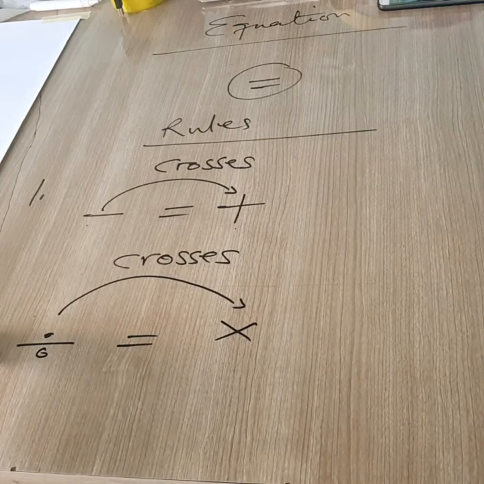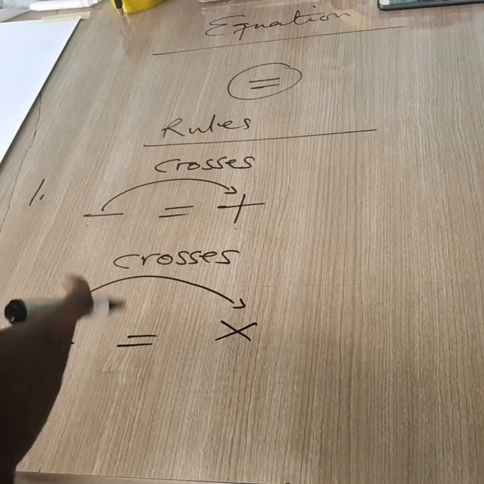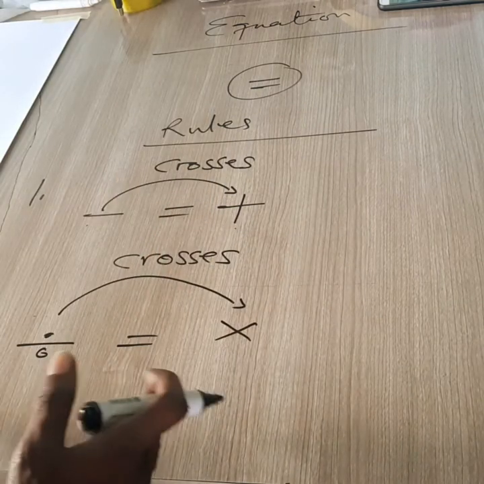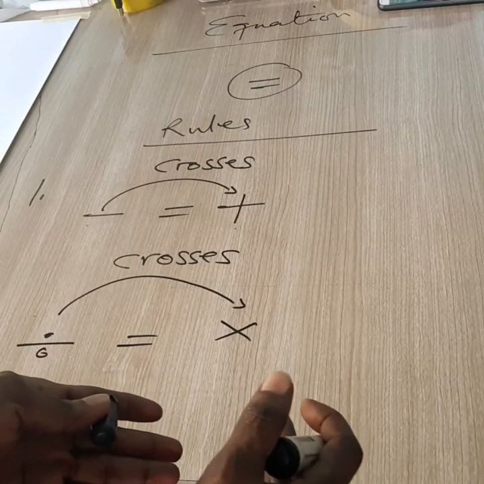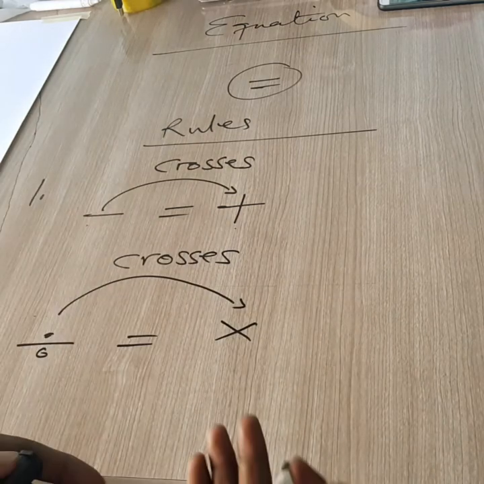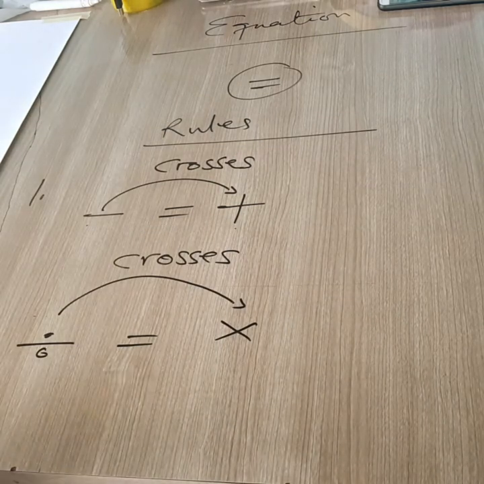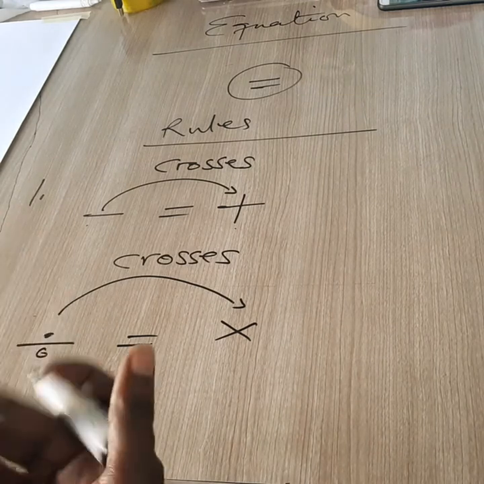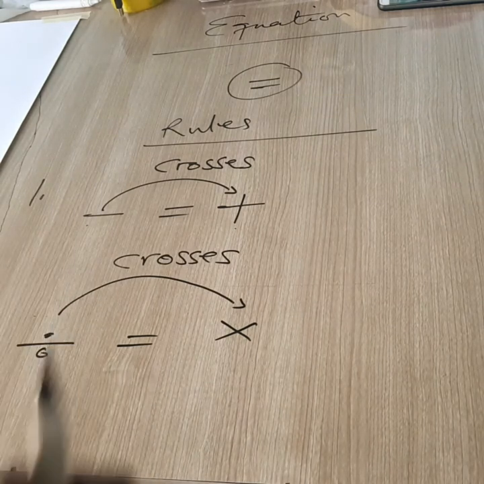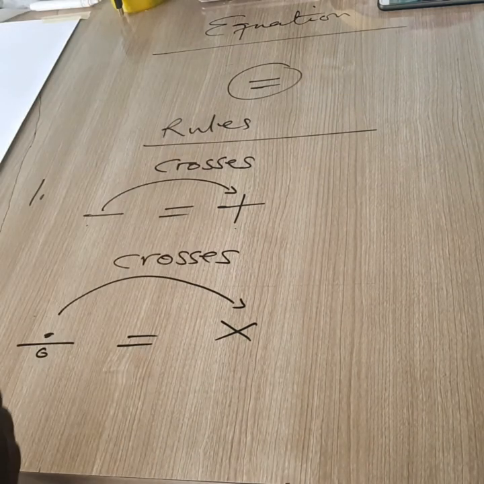Rule number two says that when the division sign crosses the equal sign, it becomes multiplication, and vice versa. That means that multiplication also crosses the equal sign to give you division. Now let's look at how to use these rules in our work.